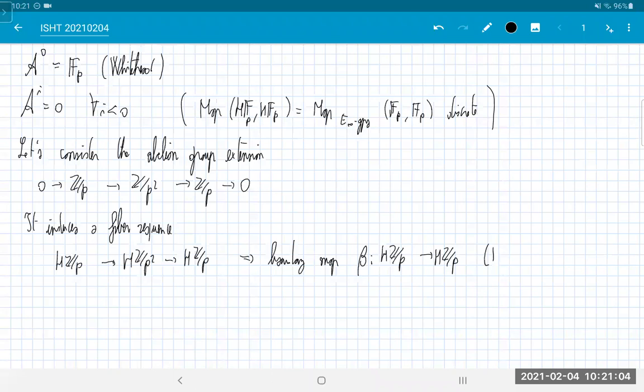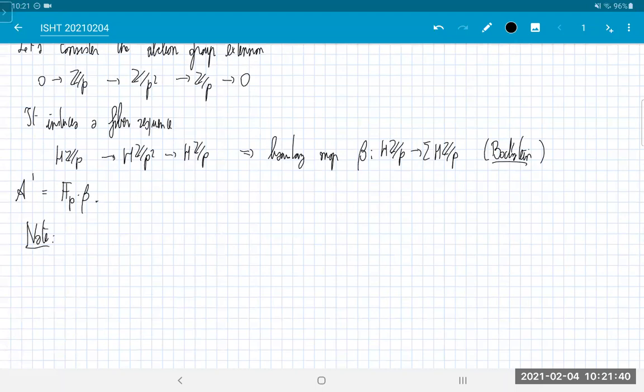Let's call it the Bockstein. Beta is the Bockstein homomorphism. And in fact, it turns out that A^1 is F_p generated by the Bockstein. This requires some work. Maybe I'll say a couple of words about how you actually compute the Steenrod algebra. But okay.